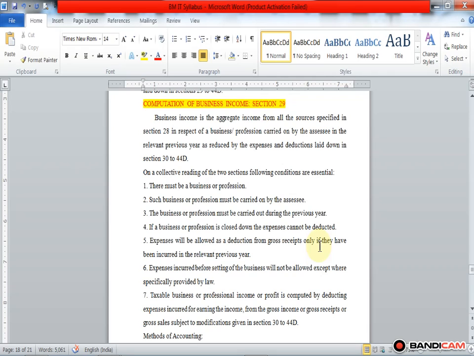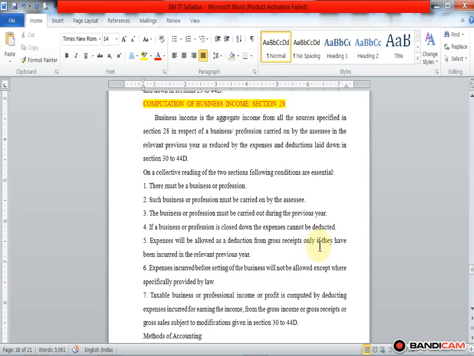Fifth, expenses will be allowed as a deduction from gross receipts only if they have been incurred in the relevant previous year. So the allowable expenses are deducted from gross receipts, and they have been incurred in the previous year. And those expenses are related to business only. Any other expenses are not allowed for deduction in business or profession.